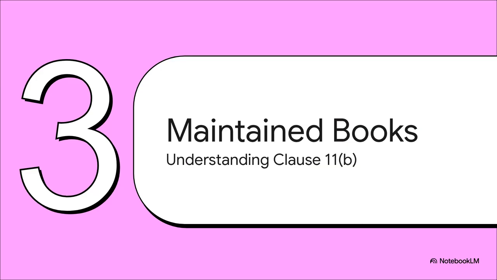And that brings us perfectly to our next section, maintained books. We're now looking at Clause 11B. This is the part that applies to everyone. This is where you have to lay out a full list of all the books and records your business actually maintains, whether they were legally required or not.